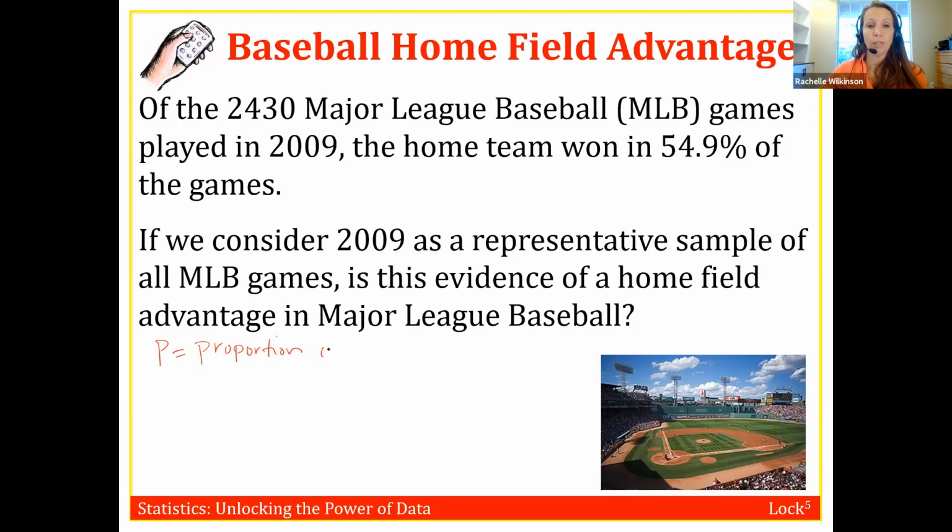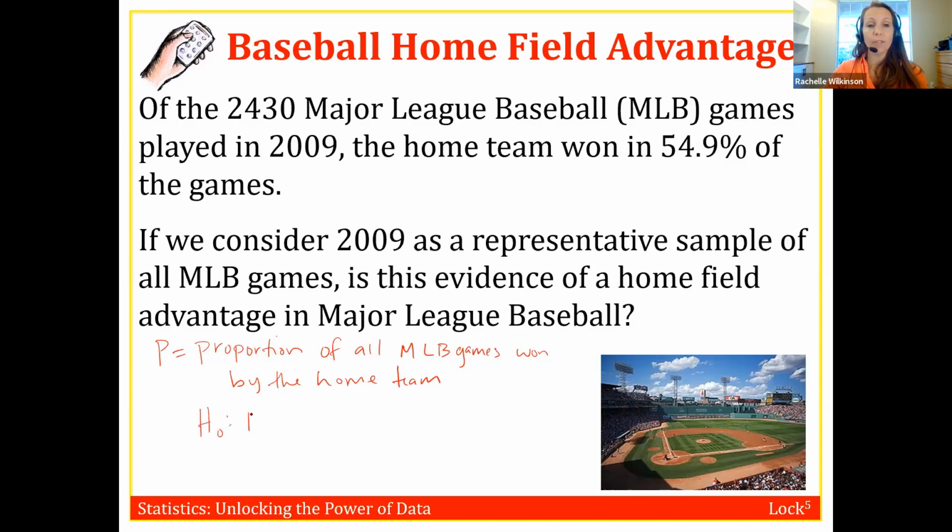So the proportion of all Major League Baseball games won by the home team. So we have our parameter here. Now we need to write our hypotheses. The hypotheses are always written about the population parameter, so whatever I defined is going to go into my hypotheses.